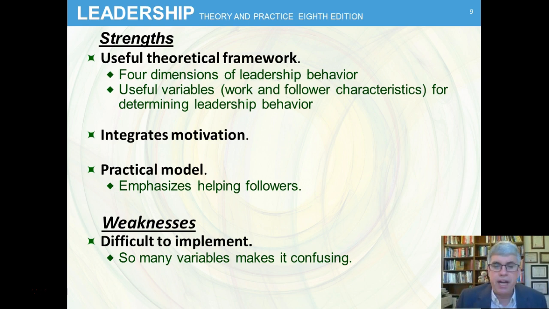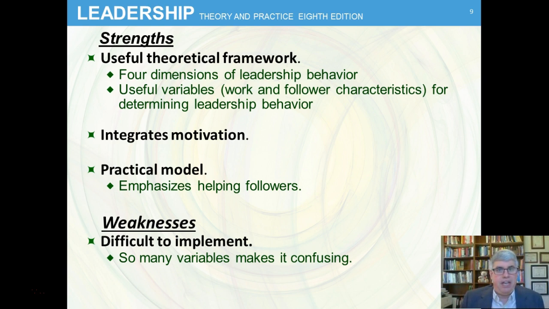Now, what are the strengths and weaknesses of the path-goal theory? First of all, it's a really useful theoretical framework. We've got 4 dimensions of leadership behavior, not just 2. That gives us a bigger repertoire of behaviors to choose from. And it gives us some useful variables to help choose the appropriate behavior. The work characteristics and the follower characteristics are what determine what the appropriate thing is that the leader should do.